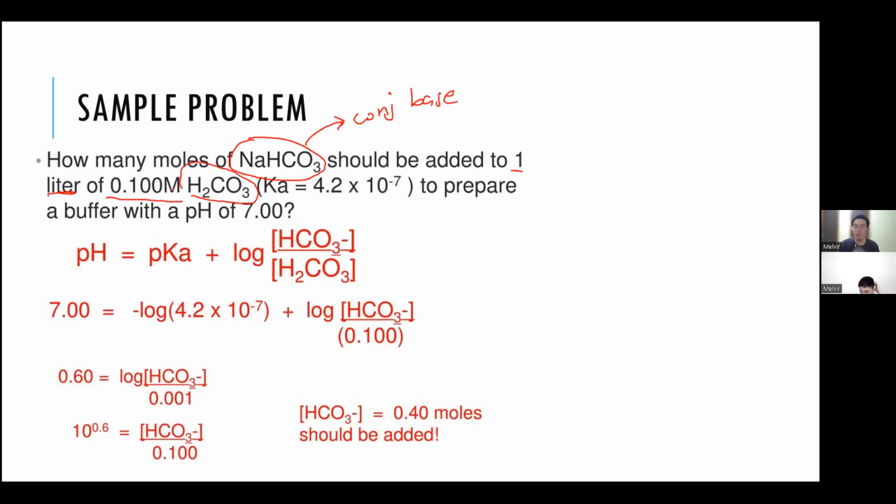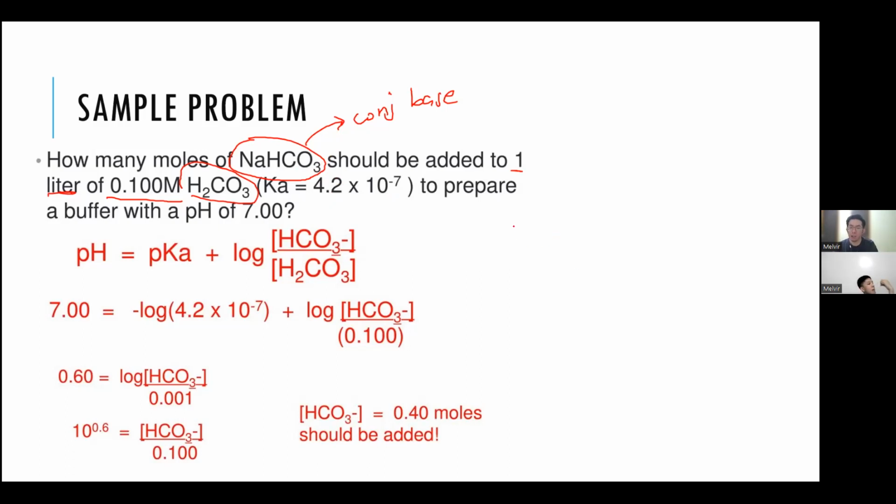So you have 1 liter of 0.1 molar carbonic acid. Actually, carbonic acid alone is a weak buffer. Carbonic acid itself is already a weak buffer. However, you can make it stronger if you add its conjugate base, which is sodium bicarbonate. The Ka of carbonic acid is 4.2 times 10 to the negative 7.